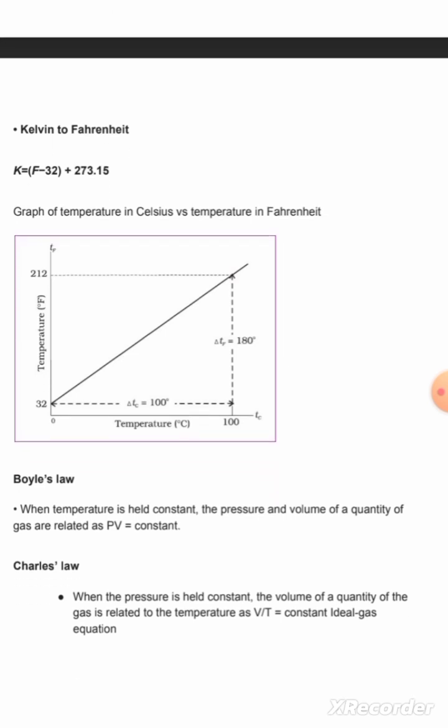Boyle's law. When temperature is held constant, the pressure and volume of a quantity of gas are related as PV is equal to constant. We know that PV is equal to nRT. n is a constant, R is a constant. And when we keep the temperature constant, then PV also becomes constant. And this is Boyle's law. How you can memorize it? Like when we boil something, its temperature keeps on increasing, and we fix the temperature itself. So PV is equal to constant.